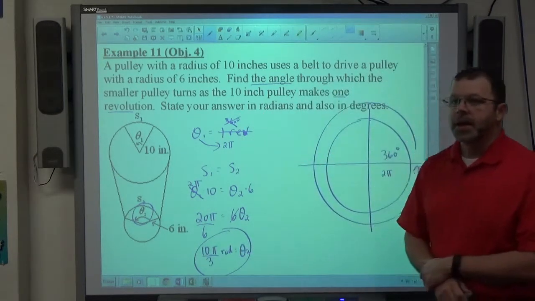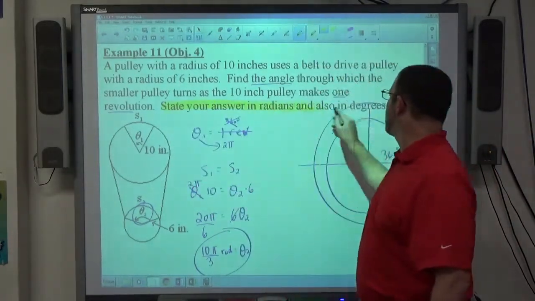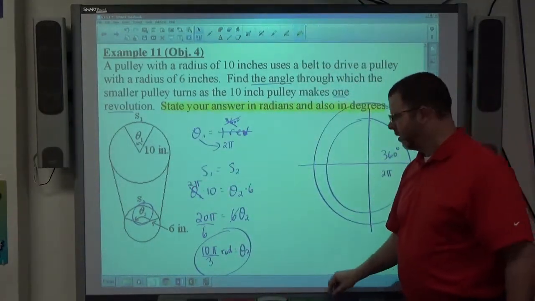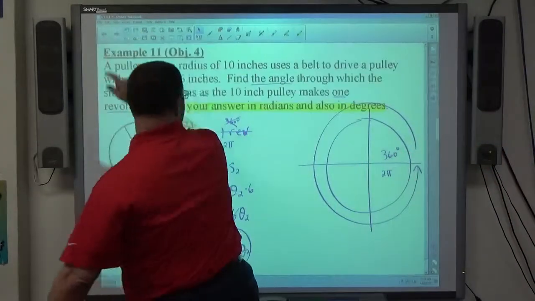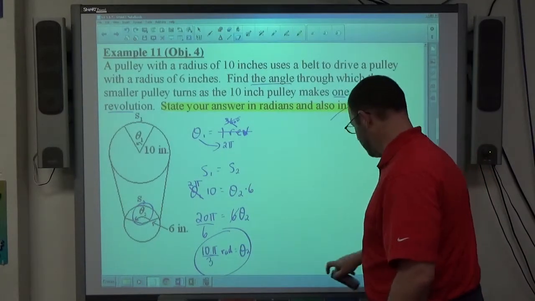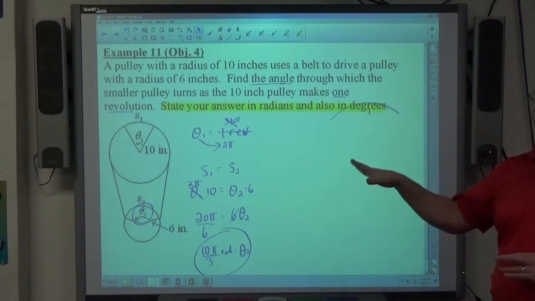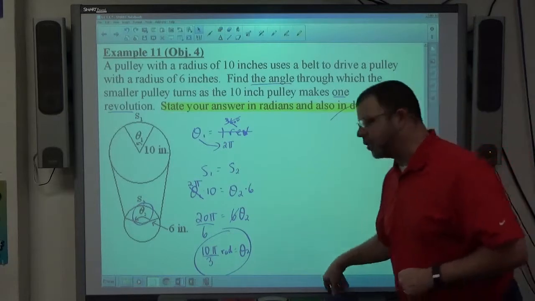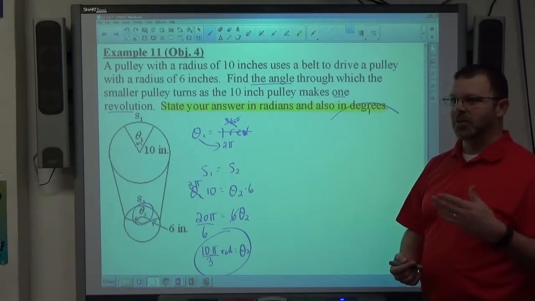Now notice the directions in the problem. It says state your answer in radians and also in degrees. Tell you what, I personally like to use radians in these problems because the radian formula is so easy to use. So for me personally, that's my favorite. Anytime I do these problems, I'm always in radians. If they ask me for the answer in degrees also, then I just go back to example, I think it was 8, to go from radians to degrees.